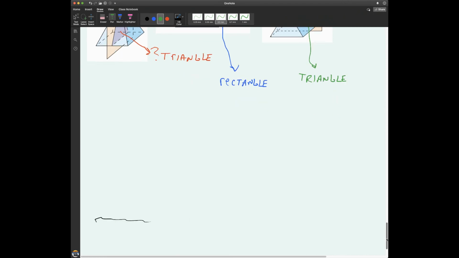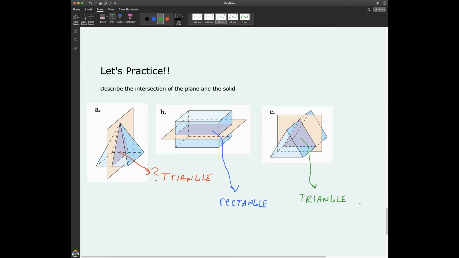I don't have anything else up that squiggly line there, which helps me to be able to scroll.